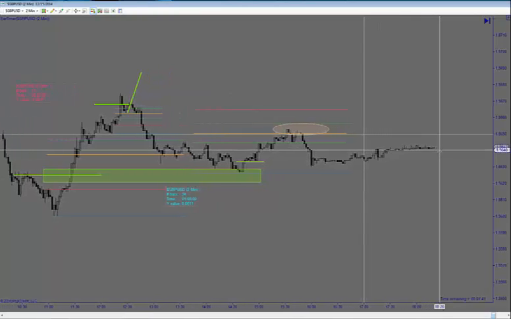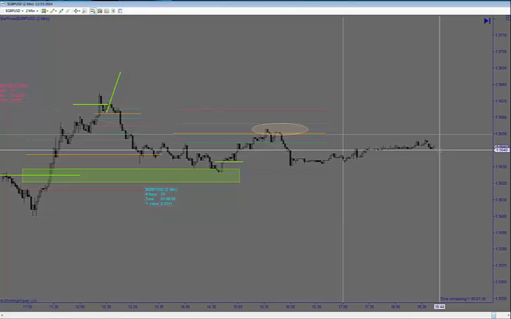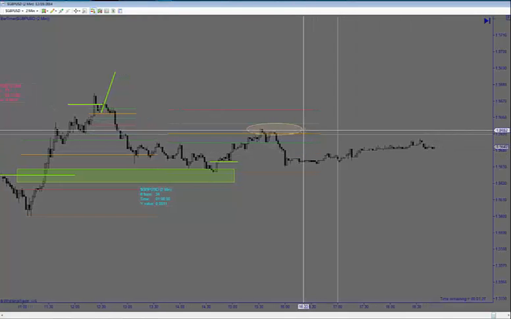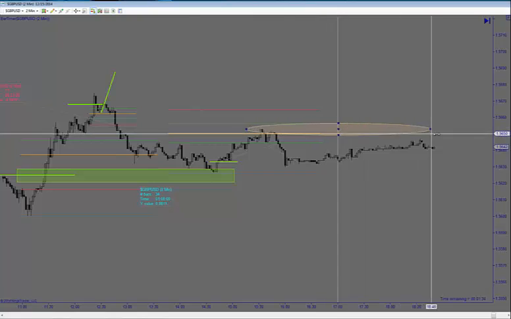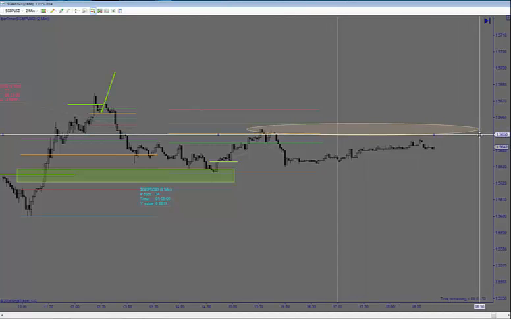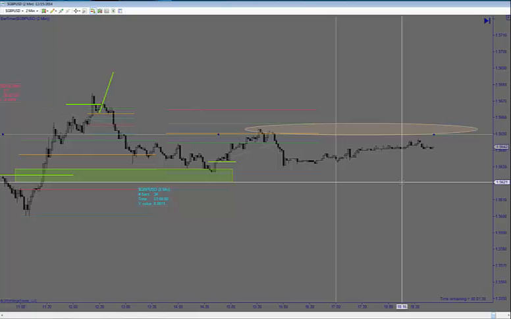We see a lot of weakness on the climb. I don't care about anything until price reaches this area. If I had to trade this market 24 hours, this is what I'm looking for. I'm waiting for price to get there. Until price gets there, I don't care what happens.